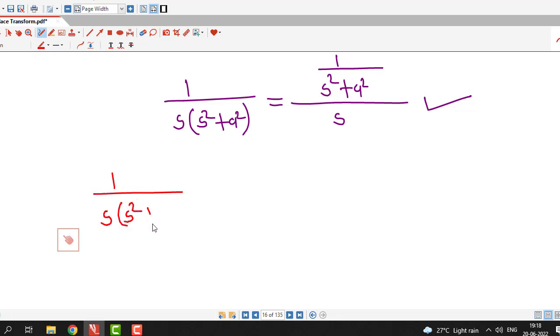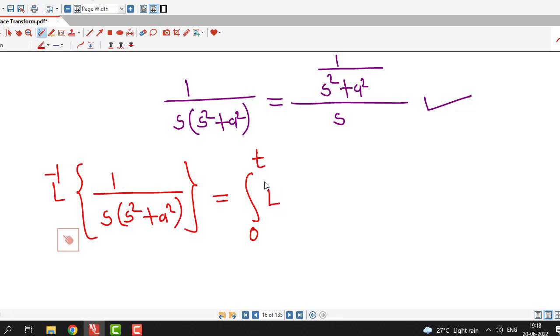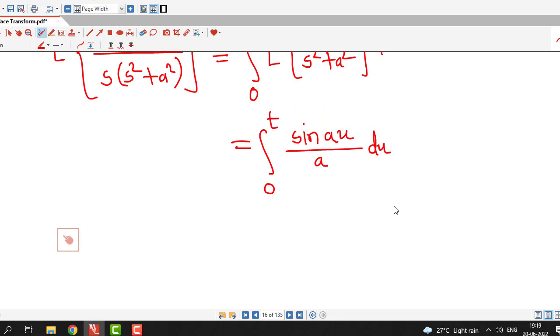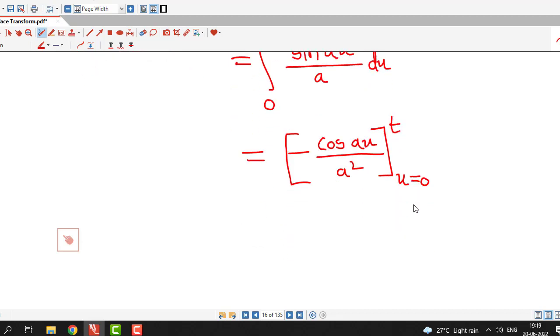1 divided by s times s square plus a square, and we are interested in the inverse Laplace transform. We have just obtained this in the first problem. So I can directly write this is equal to the integral from 0 to t of L inverse of 1 divided by s square plus a square, integral with respect to u. This inverse Laplace transform will be sin a t divided by a, and we replace t by u. So we have sin a u divided by a, integral with respect to u. Now we integrate. The integral is minus cos a u divided by a into a, which will be a square. The limits are from u equal to 0 to u equal to t.